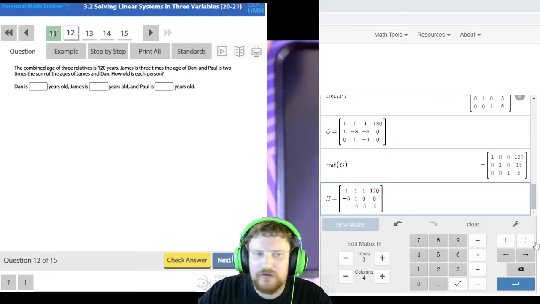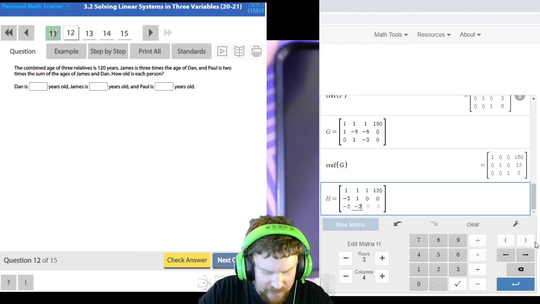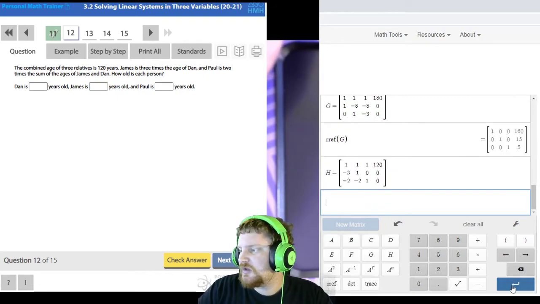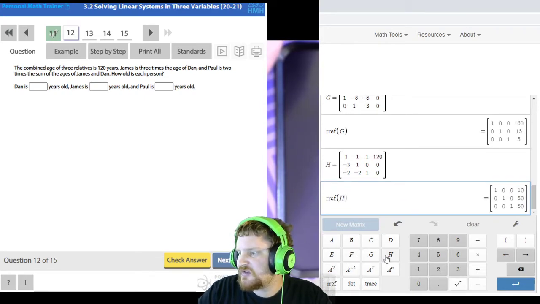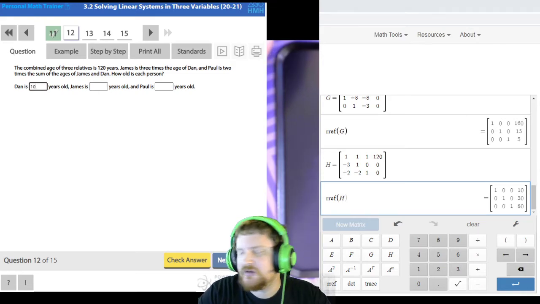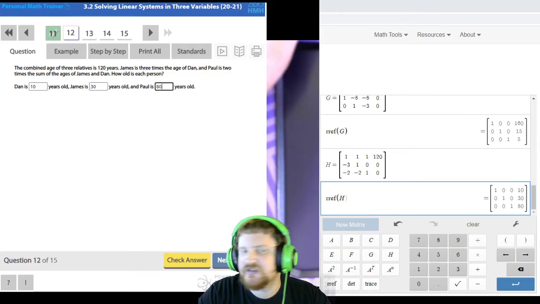We have negative 2, negative 2, 1, and 0. Getting our equal sign, we need row reduced echelon form, and this is matrix H. Looks like their ages are 10, 30, and 80. So Dan is the youngest, he is a little boy, 10 years old. James is 30 years old, and Paul is 80.